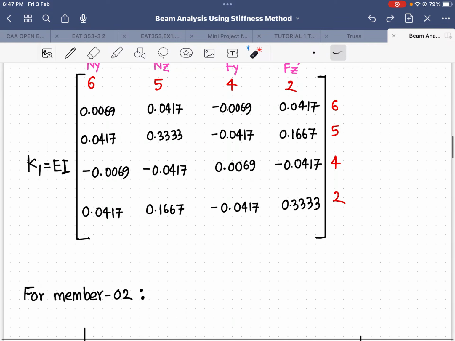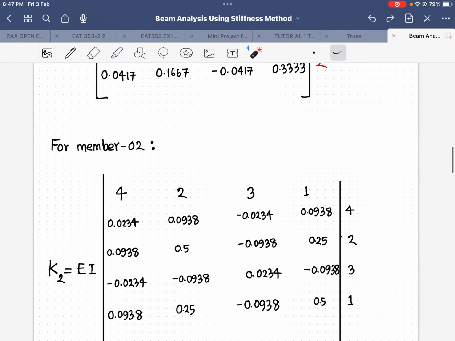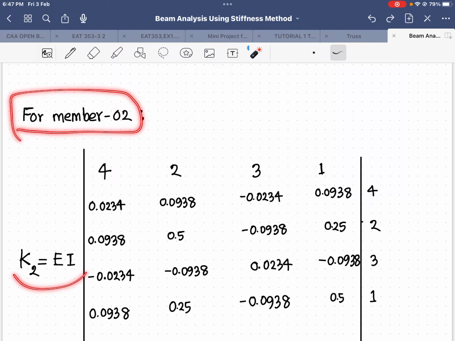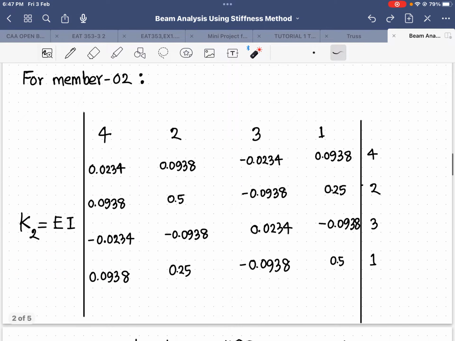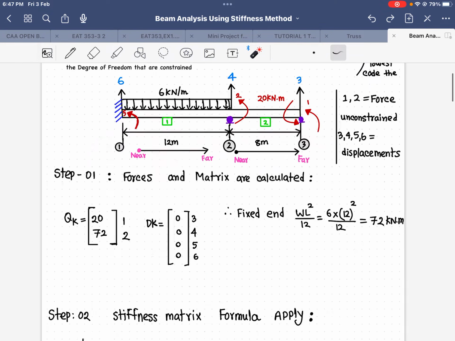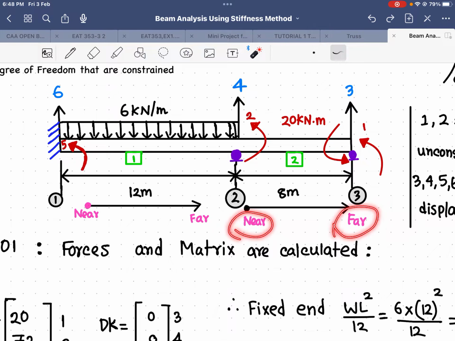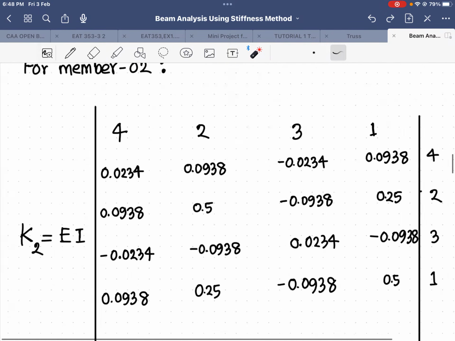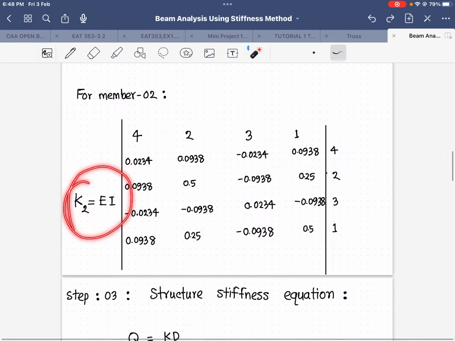All right, once we get the stiffness matrix, in the same way we get the stiffness matrix for member 2. For member 2, this is the near point and this is the far point. So in here this is the near, 4 and 2, so that means this is the y and this is the z, and this is the far y and far z. Once I plug in the values in here, I will get K2, I mean the structure stiffness matrix for member 2.